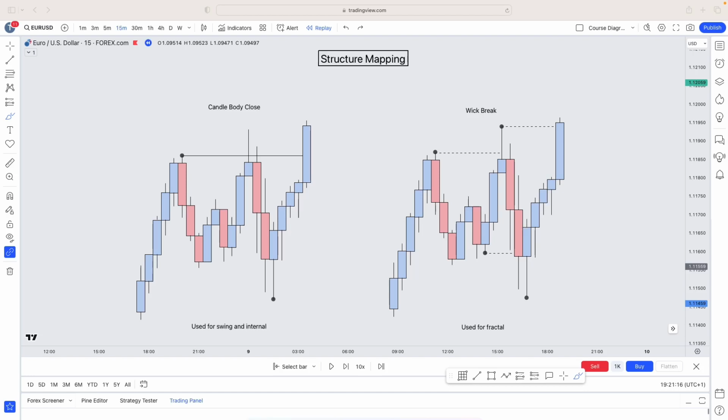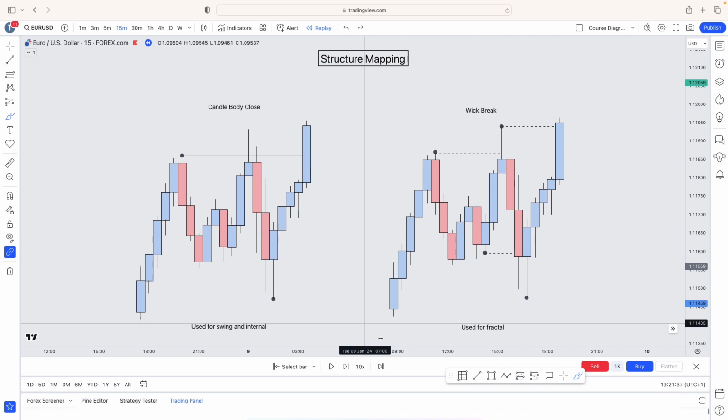So now you know that we use 3 different types of structure to map out and make sense of the market. How do we actually map it out on a candlestick chart? For swing and internal structure, we use candle body closes to map structure. For fractal structure, all we need is a wick break. What I mean by that is represented in these 2 diagrams.